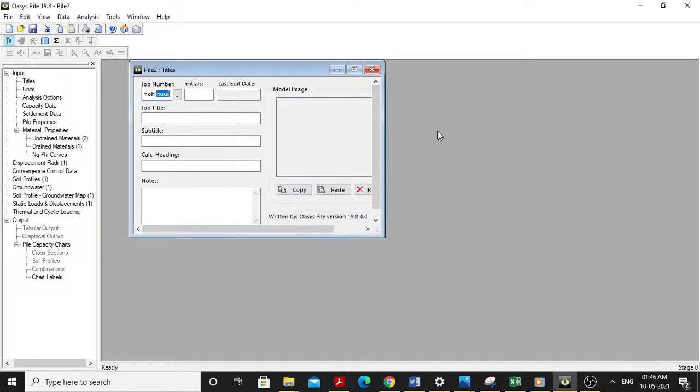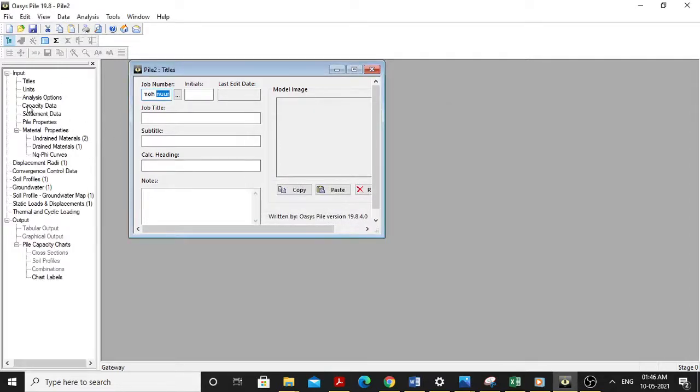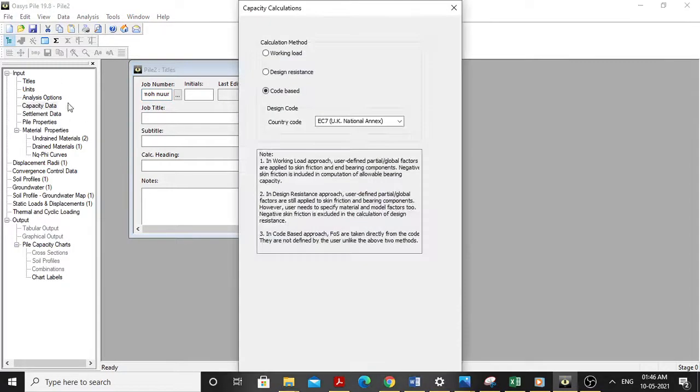After that, you can press this OK button, and after that, this is the analysis stuff. Suppose you want to go for the capacity calculation, then you can select this capacity, and for the settlement you can also select this settlement, and this all remains the same. You don't need to change anything. After that, you can go for the capacity data.